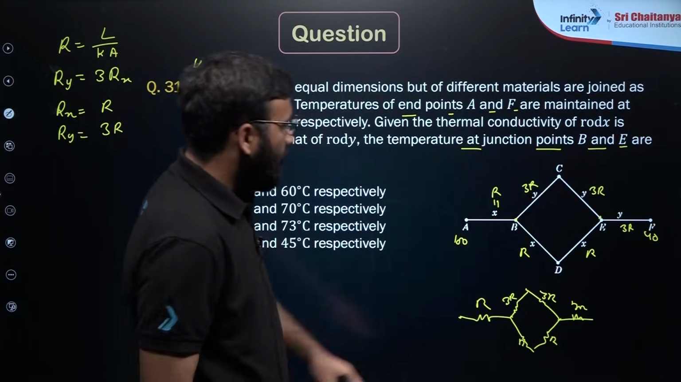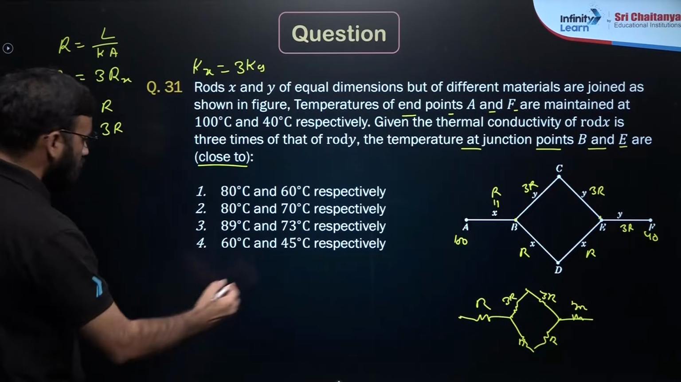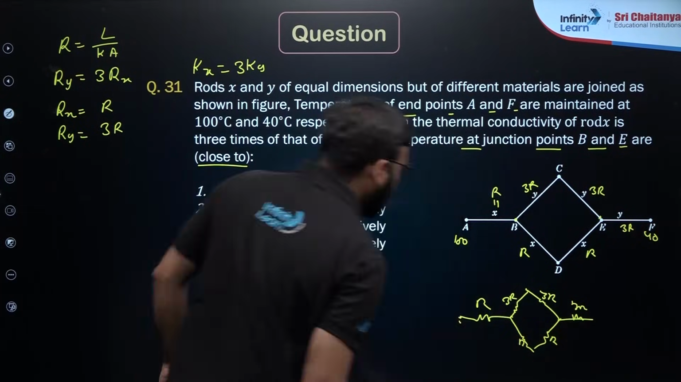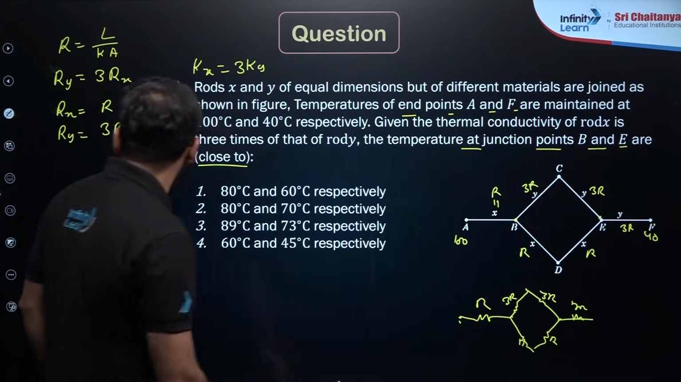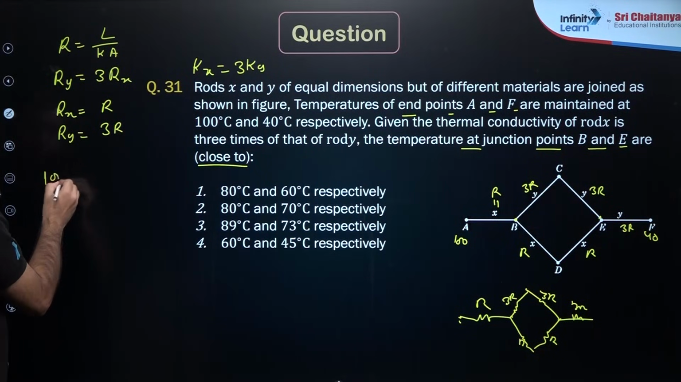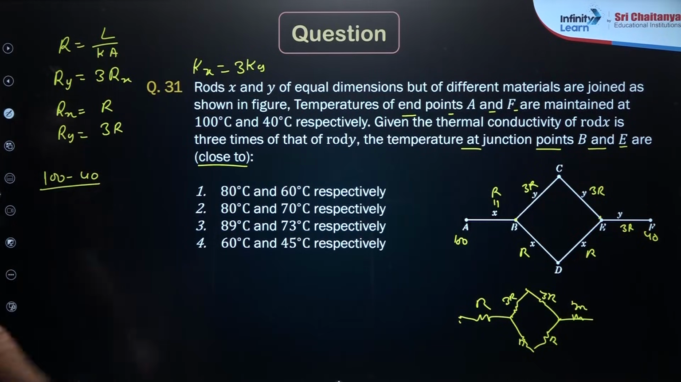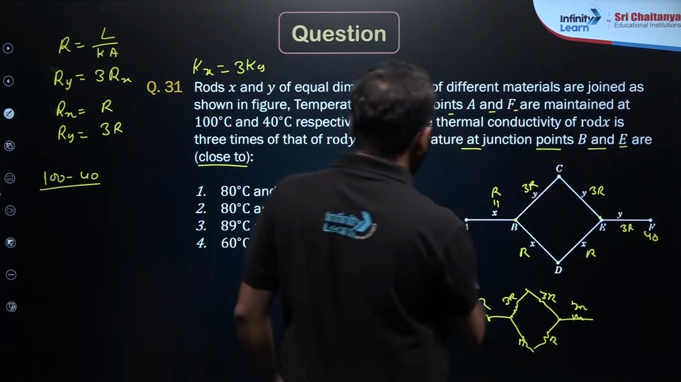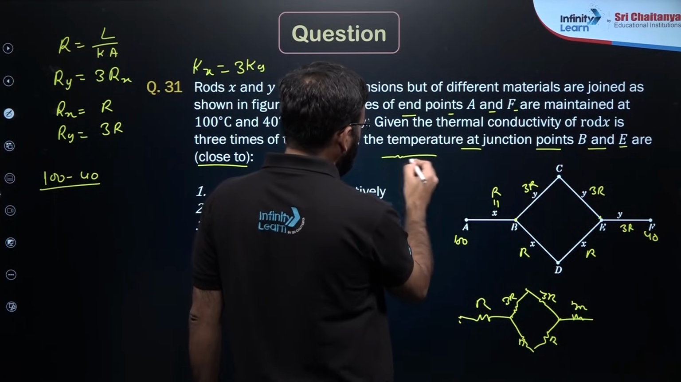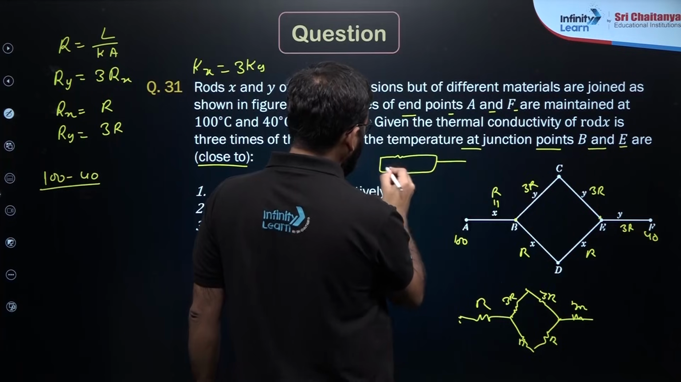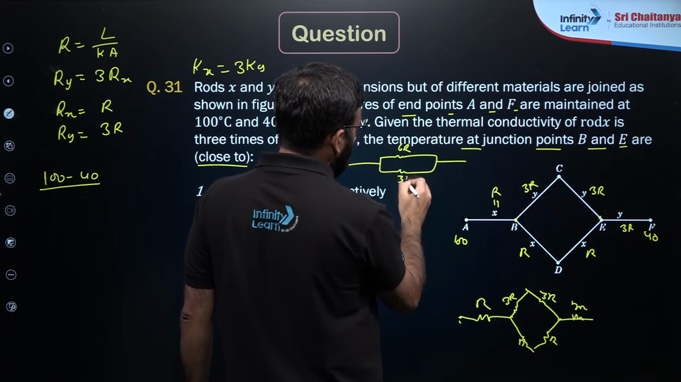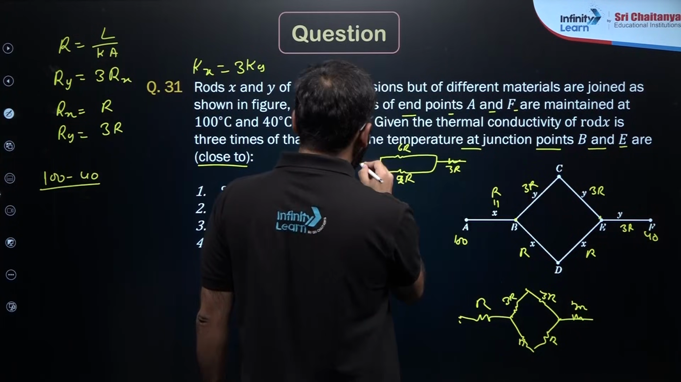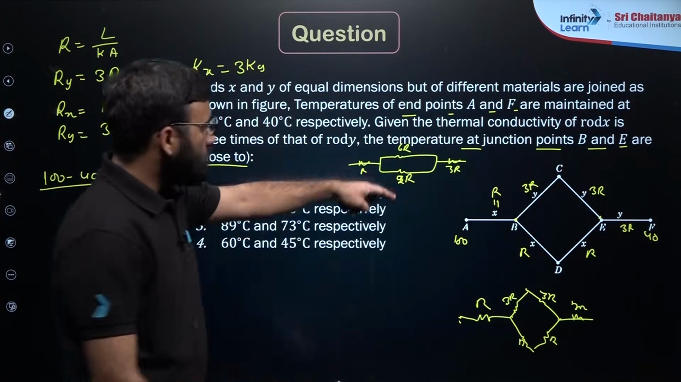First I will apply it to the complete circuit. The potential difference is 100 minus 40. So the current in this complete segment is 100 minus 40 divided by R equivalent. The resistances are 6R, 2R and 3R and R. Okay beta, so this is my final diagram.